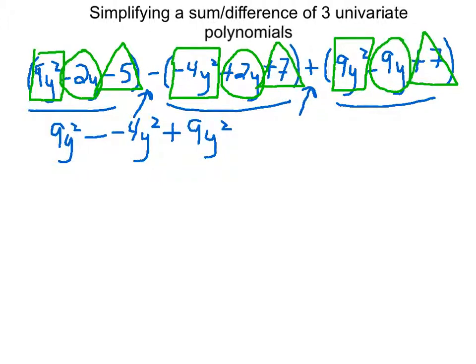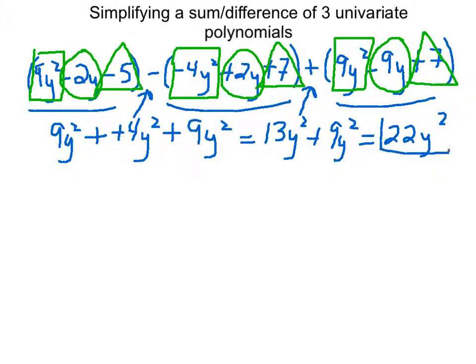They're all like terms, so we can just go right through. 9y squared minus a negative, we can cancel that out. So now it's 9y squared plus 4y squared. I'm going to take baby steps here. This is kind of what your brain is doing. Your brain just told you, 9y squared plus 4y squared is 13y squared. Now we need to add that other 9y squared. 13y squared plus 9y squared is going to give us 22y squared. There's our y squared term. We'll come back to that in a minute.